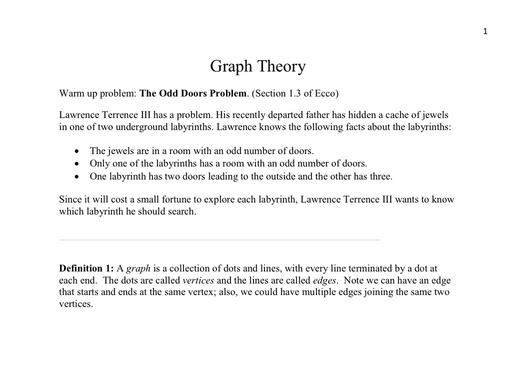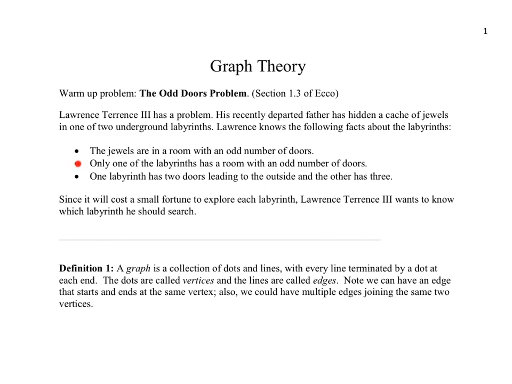So Lawrence knows the following facts about the labyrinths. The first fact: the jewels that his father hid are in a room with an odd number of doors. So if you're in the room with the jewels, you look around and you count the number of doors, there would be 1 door or 3 doors or 5 doors, 7 doors. All of the odd numbers are possible. The even ones are not.